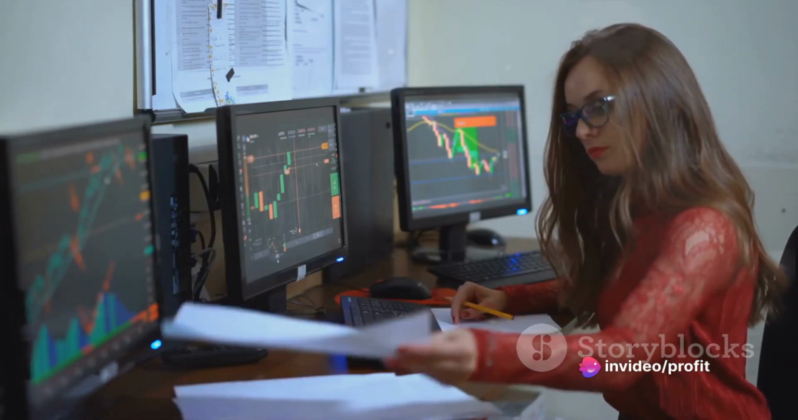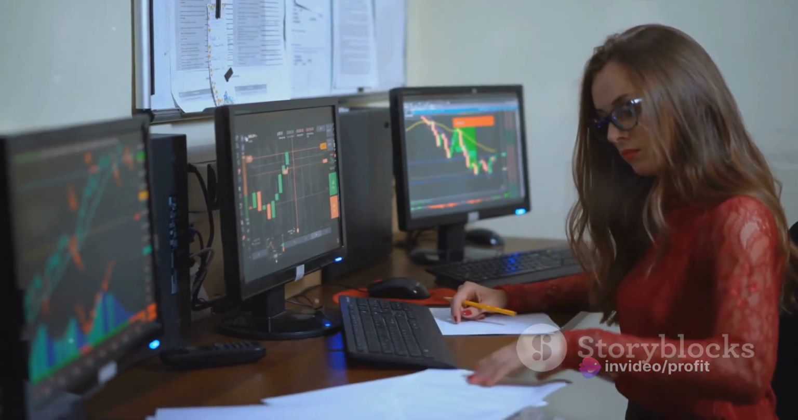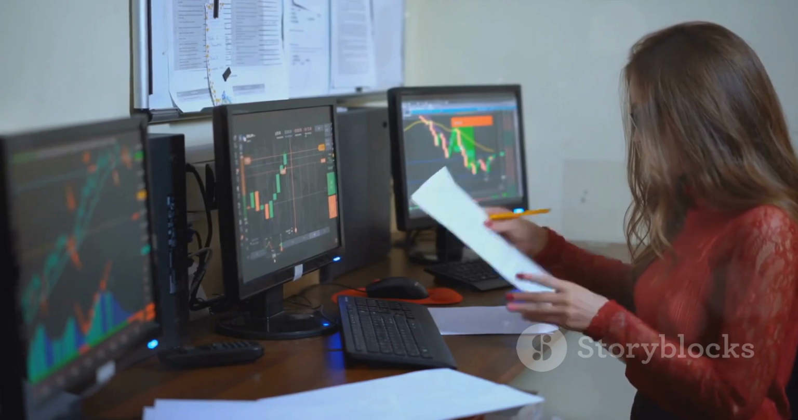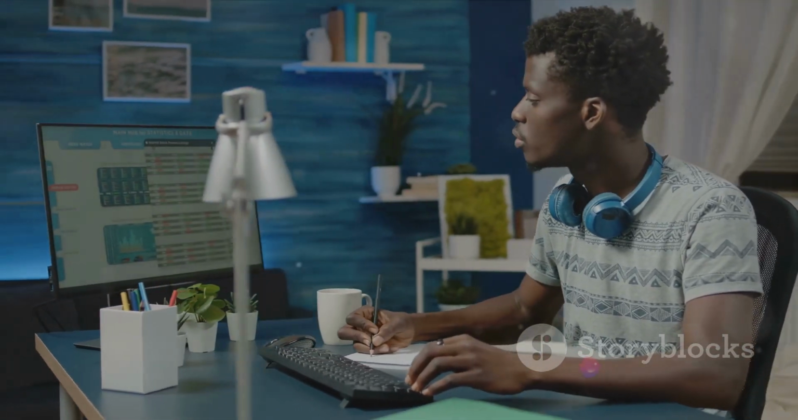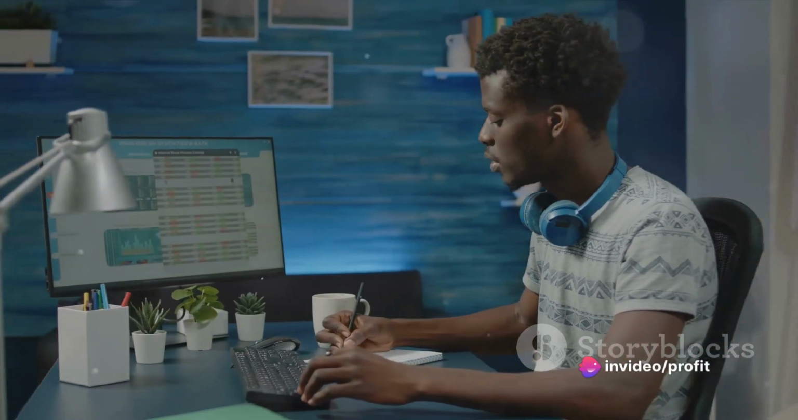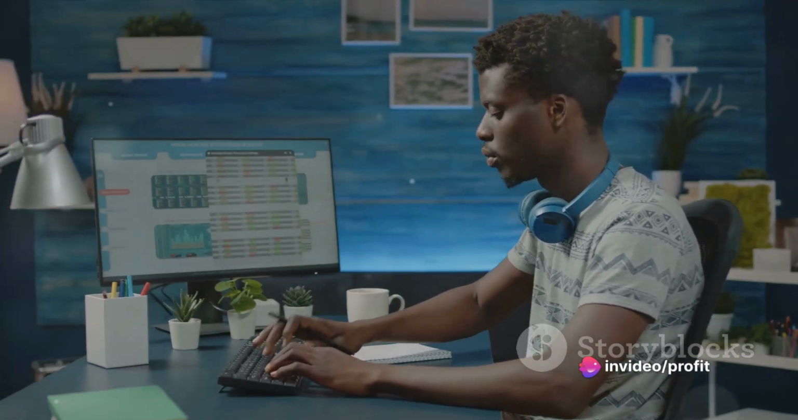But, just like any other investment, bonds require a bit of homework. It's crucial to understand the terms of the bond, such as its maturity date, interest rate, and the financial health of the issuer. This information can help you assess the risk and potential return on your investment.